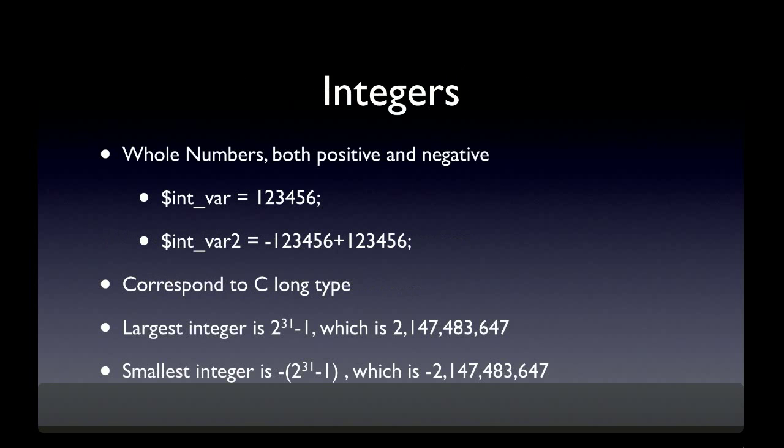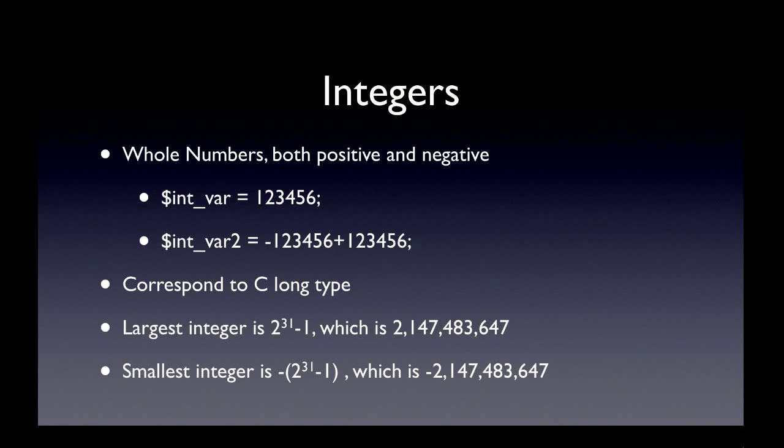So the first type of PHP variable that I want to go over is integers. Integers are whole numbers, both positive and negative. That's numbers without a decimal point in them. So these are two examples here. 1, 2, 3, 4, 5, 6. That's an integer. And then also this calculation here comes out to 0, which is also an integer. And these correspond to the C long type.